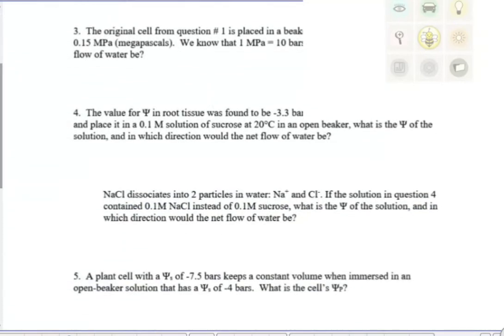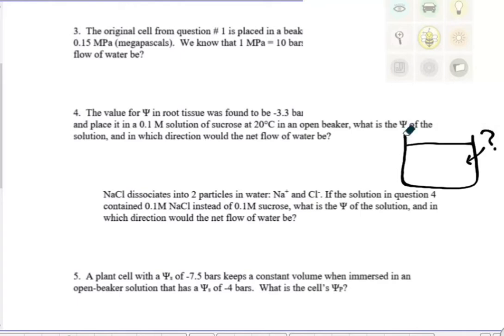So we started out on number 4. The water potential of our root tissue is negative 3.3. If we put it in a 0.1 molar solution at 20 degrees Celsius, what is the water potential of the solution and in which direction will water flow? Well, this water potential is actually what we just calculated on our PowerPoint, so that should look familiar to you.